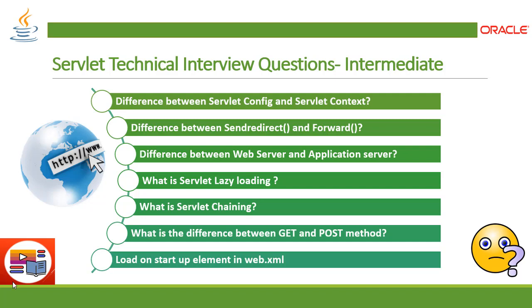Difference between web server and application server. A web server mostly works on the HTTP protocol, whereas an application server supports all kinds of protocols like FTP, SMTP, HTTP and many more.